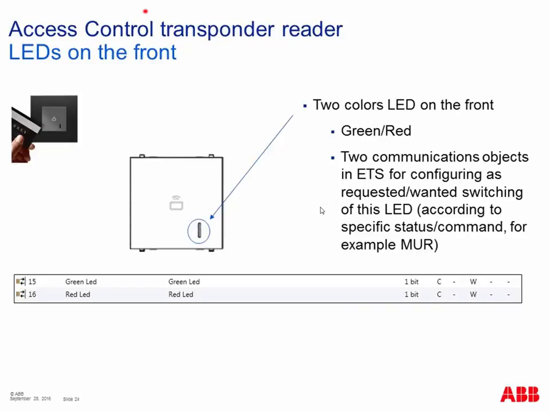Okay, on the front, the device is simple. It shows on the right top part a green LED that can show some status about the programming or about the card validation and so on. At the same time you have two communication objects on ETS, so the green LED and red LED can be freely programmed via ETS, for example for showing status commands or notifications from the hotel, for example make up room or do not disturb.